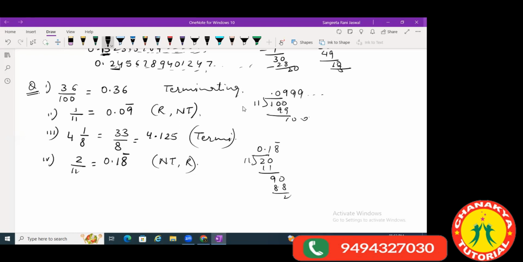Ma'am, I have a doubt. In 2 by 11, the bar should come on both 1 and 8, right? On both, no. See, just a second. Ma'am, can you once check? One minute. Okay, yes, this will be 1 again. Yes, this will have the bar on both. So please practice a few more questions from your exercise.